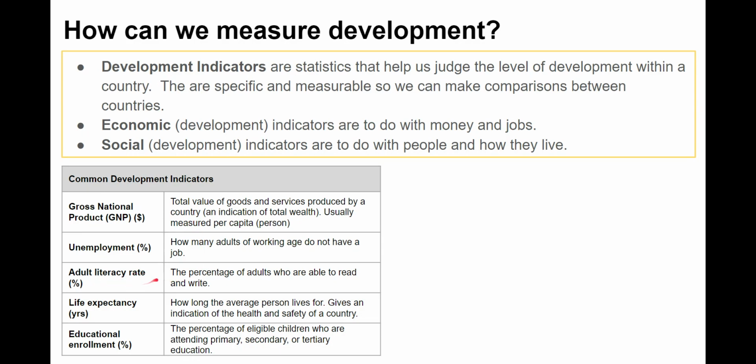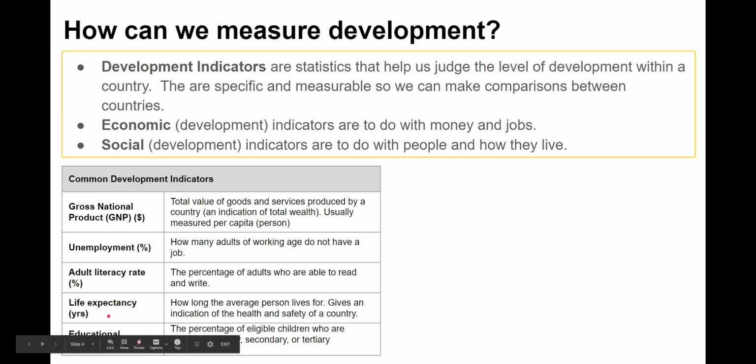Adult literacy rate. This means the percentage of adults who are able to read and write. This is important because it tells us something about the level of education within a country. If our adult literacy rate is high, if lots of people can read and write, that suggests there is a good level of education, which tells us the government has enough money and a stable government to be able to spend on those kinds of things. But also, if there's good education and good literacy, that is going to mean that people are able to get better jobs and earn more money.